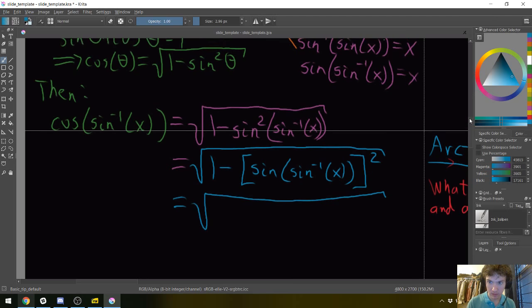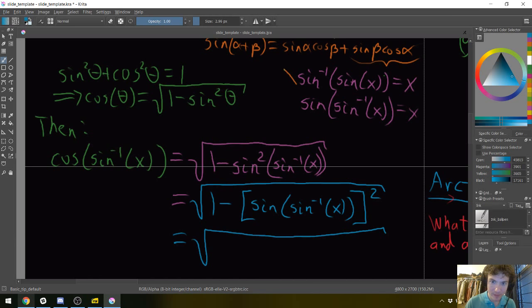Perhaps we should go back up here and remind ourselves of which one of these is true. So remember, sine inverse of sine x is not always x, but we can simply set it to x. So this becomes 1 minus x squared, right? I didn't need that big square root.